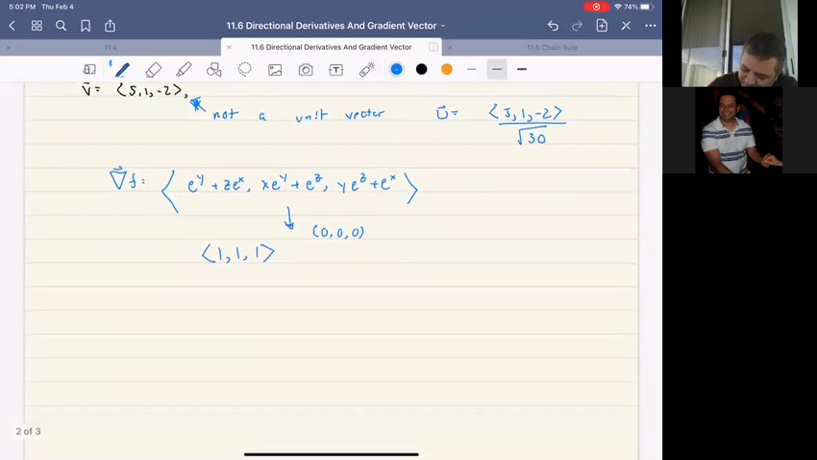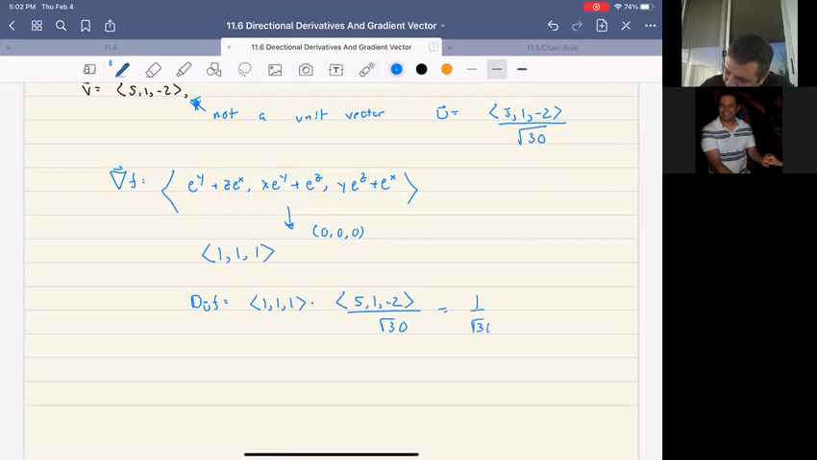Okay, so our directional derivative is going to be 1, 1, 1 dotted with 5, 1, negative 2, remember divided by square root of 30. It's going to be 1 over root 30 times what? 5 plus 1 minus 2. That's going to be 4 over root 30. Okay, and is there any way to, nope, no simplification.